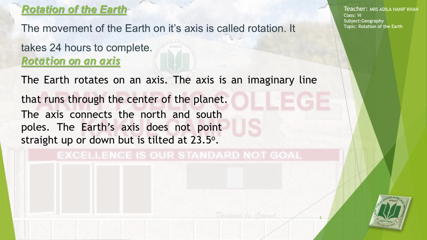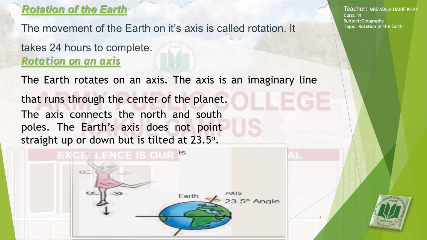The Earth's axis does not point straight up or down, but is tilted at 23.5 degrees. This picture shows a comparison between Earth and the scatter axis. The only difference is that the scatter axis is straight and the Earth axis is tilted by 23.5 degrees. In the same manner as the scatter is rotating, Earth rotates around its axis.